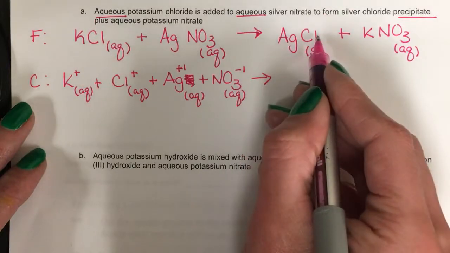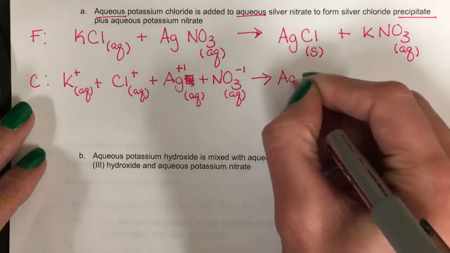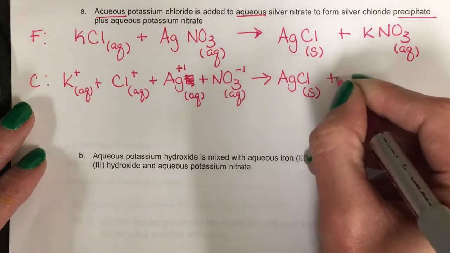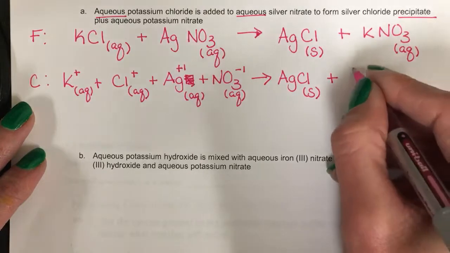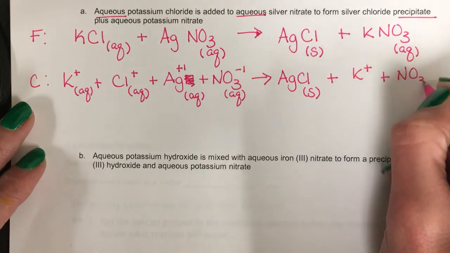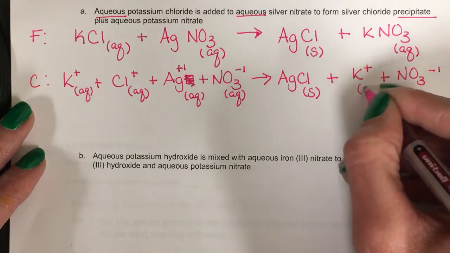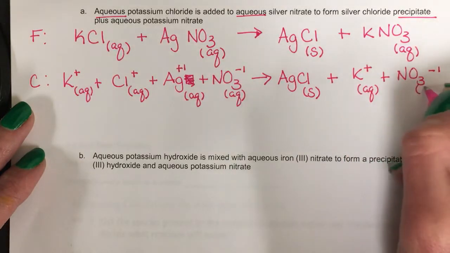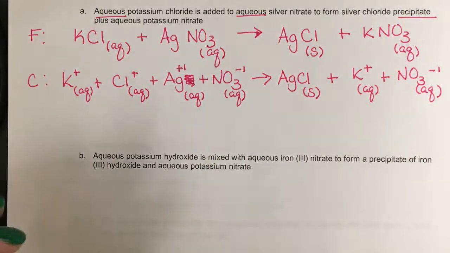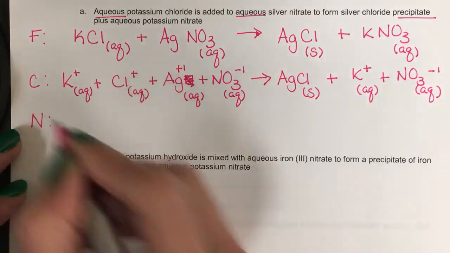It forms AgCl. Because that's a solid, I leave it together. KNO3 is aqueous, so I break it apart. I keep track of their charges. I keep track of their states. Okay? So now I need to write the net ionic equation.